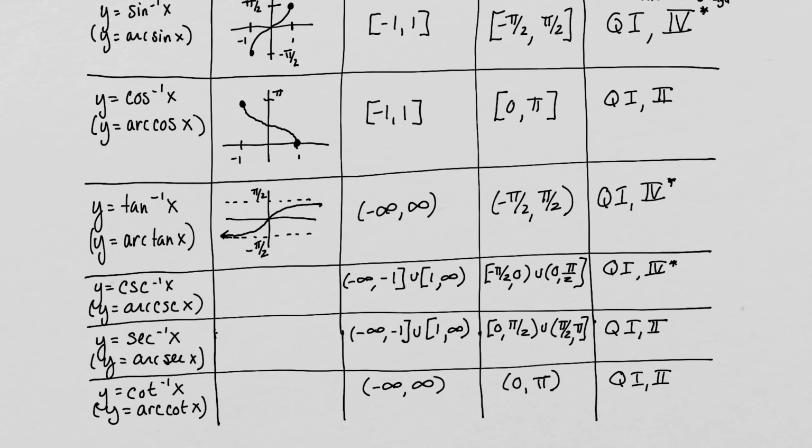Okay. So now that we have this all out, the thing to notice is that it's basically either quadrants 1 and 2 or 1 and 4. The ones that are 1 and 4 are the inverse sine, inverse tangent, and inverse cosecant. So that's a good way to try to remember those.